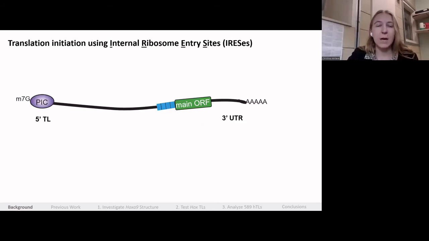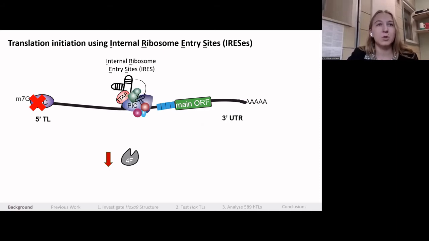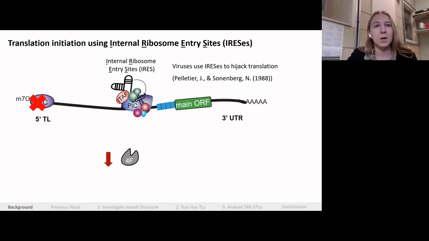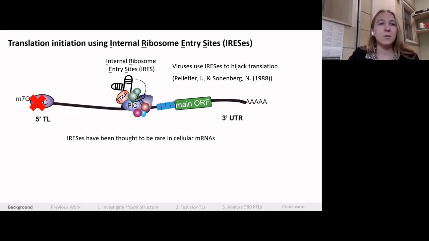In some cases, cap-dependent translation is repressed, and you can get cap-independent methods for translation. For example, viruses use internal ribosome entry sites, or IRESes, which are structures that can directly recruit the pre-initiation complex with the help of different factors. So this was first identified in viruses as a way to hijack endogenous mRNA translation, but maintain translation of viral transcripts. In the last 2 decades, there have also been studies done of cellular mRNA IRESes.